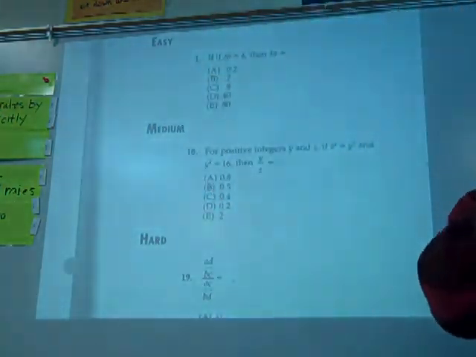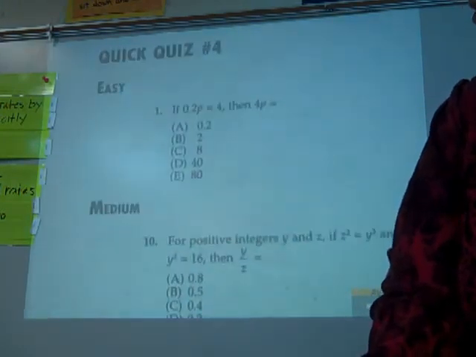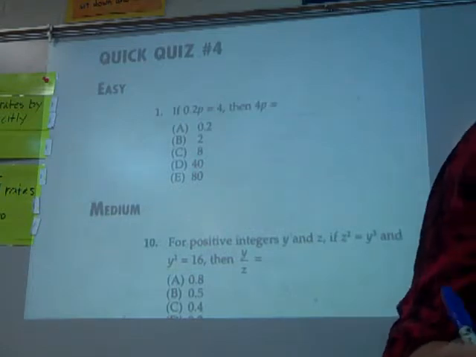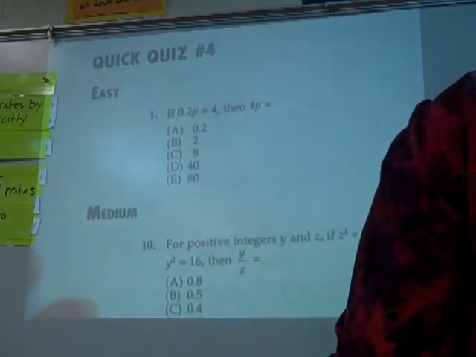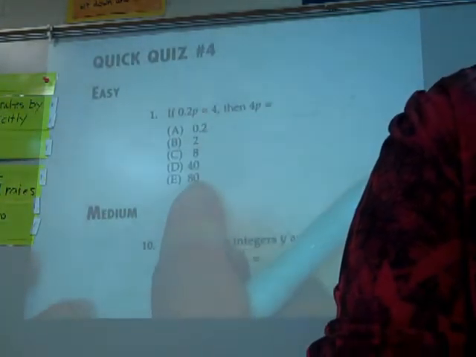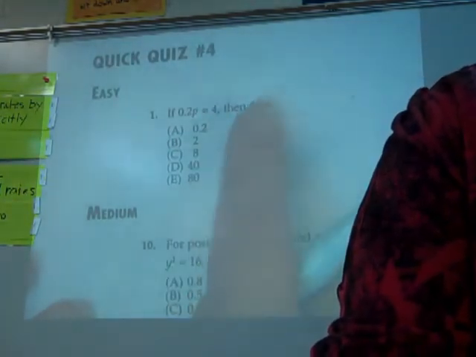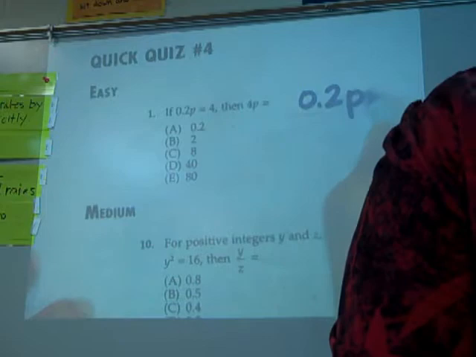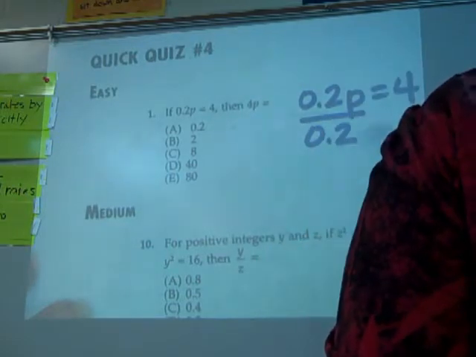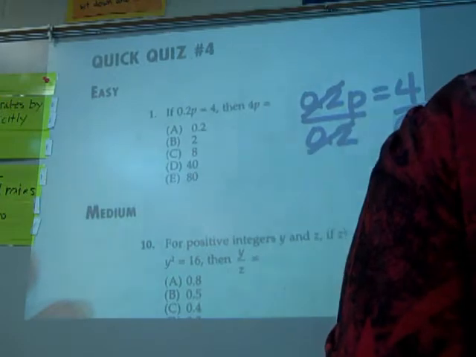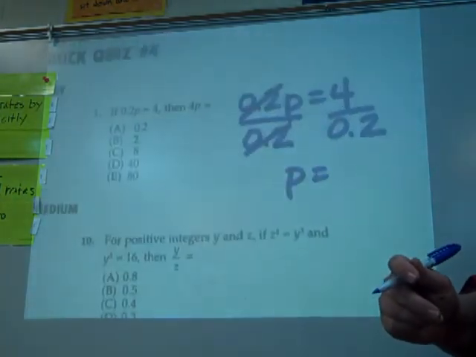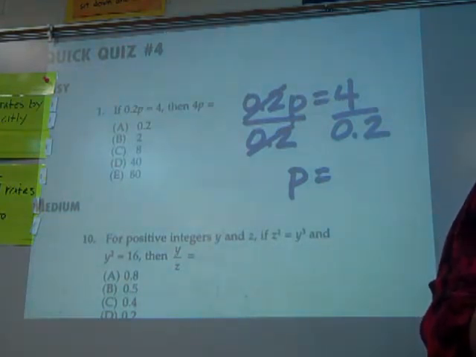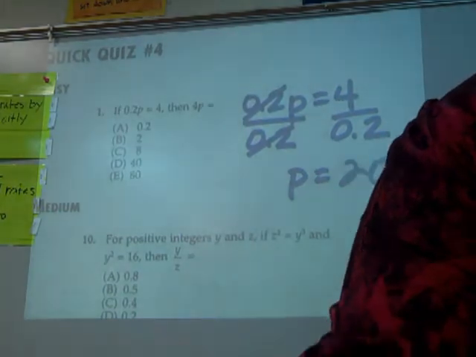Okay. So on the first one, the easy one: if 0.2p equals 4, then what is 4p equal to? This one is easiest either to just plug in the answer choices. Actually, no, you can't plug in the answer choices because we're not looking for p, we're looking for 4p. The easiest way to do this one is probably just to find p. So if you do 4 divided by 0.2 in your calculator, you'll get 20. So p is 20.